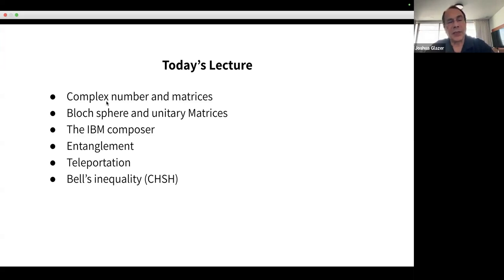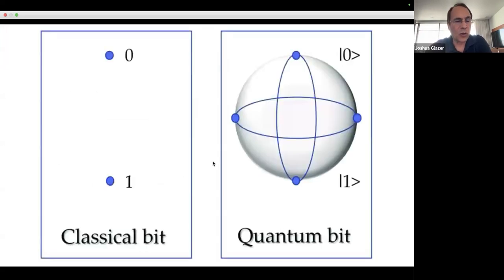It's important for me that we finish this course and you all understand it, because it's a bit of a tricky protocol. At the same time, once you understand it, it's just unbelievable. The concept of teleportation. So let's just very quickly talk about complex numbers.